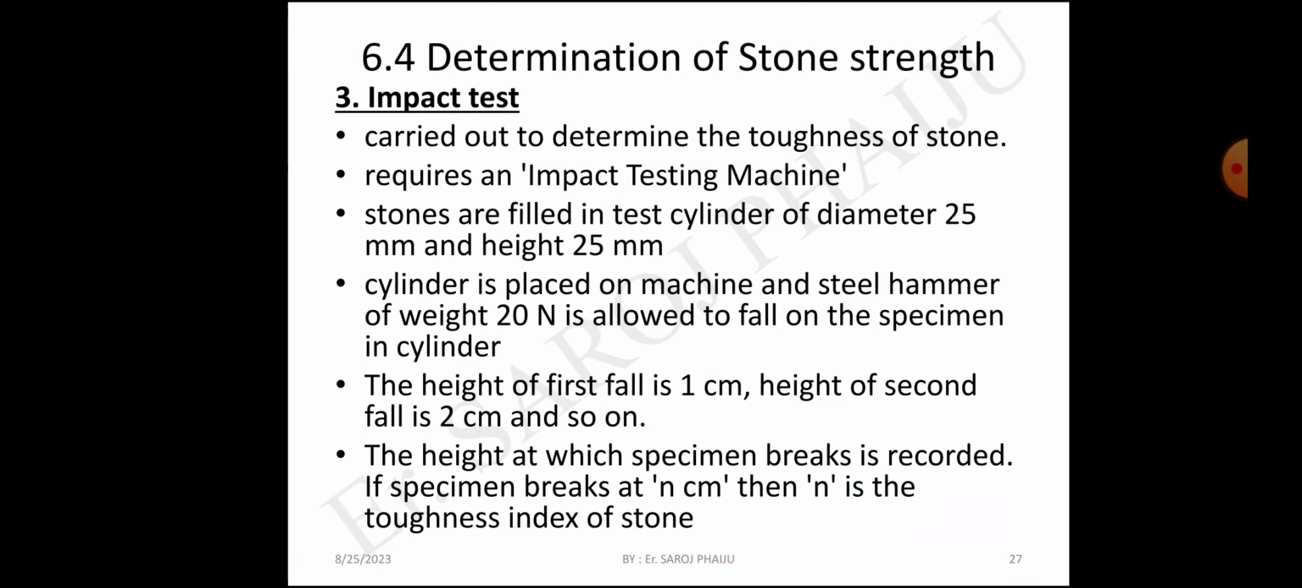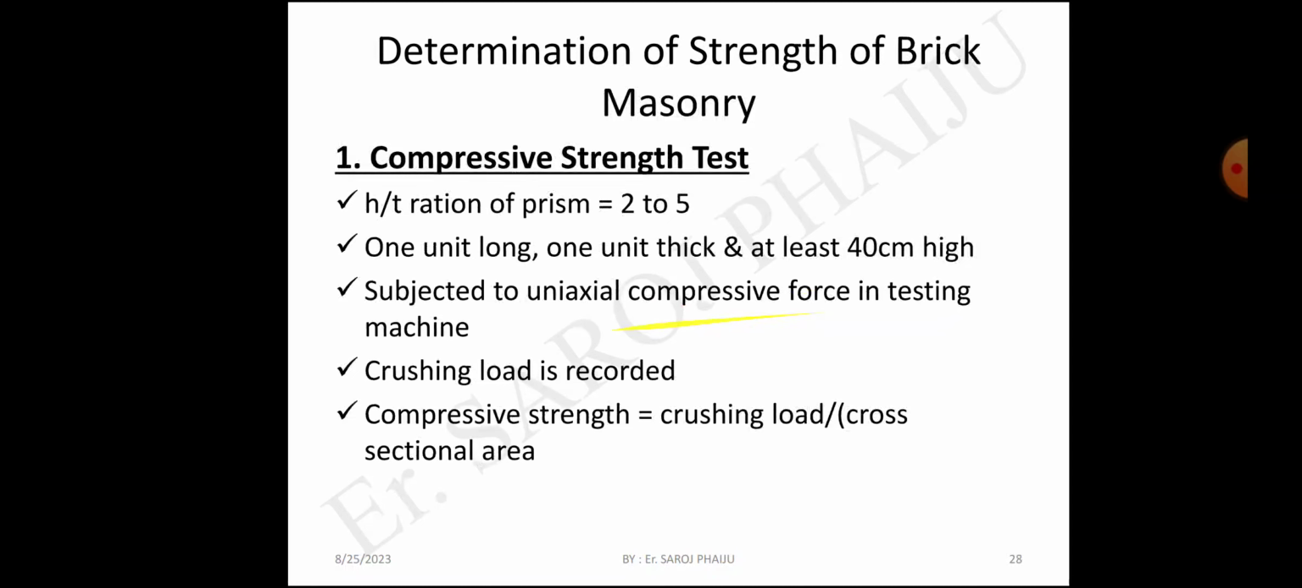Impact test. Carried out to determine the toughness of stone. It requires an impact testing machine. Stones are filled in a test cylinder of diameter 25 mm and height 25 mm. The cylinder is placed on the machine and a steel hammer of weight 20 Newton is allowed to fall on the specimen in the cylinder. The height of the first fall is 1 cm, the height of the second fall is 2 cm, and so on. The height at which the specimen breaks is recorded. If the specimen breaks at N cm, then N is the toughness index of the stone.